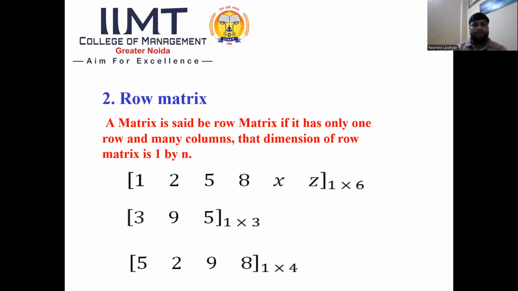Row matrix. The matrix is said to be row matrix if it has only one row and many columns. The dimension of the row matrix is 1 by n. That means it has only one row and columns are many. For example, the first example's dimension is 1 by 6. That means it has one row and six columns. Second example is one row and three columns. Third example is one row and four columns.